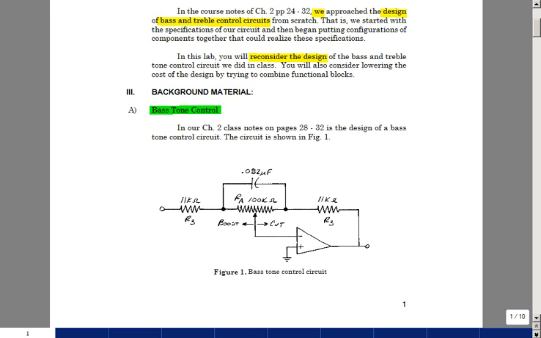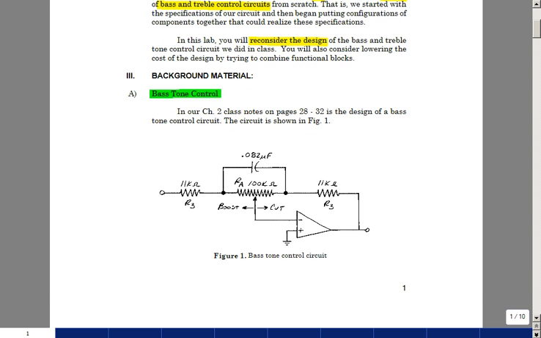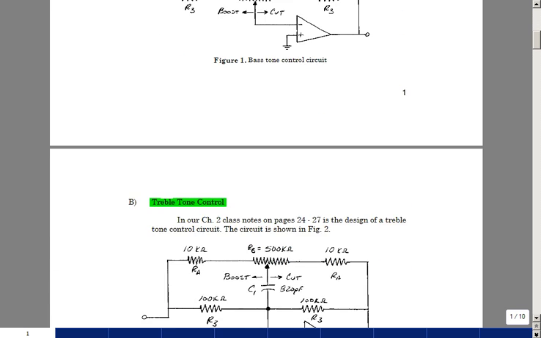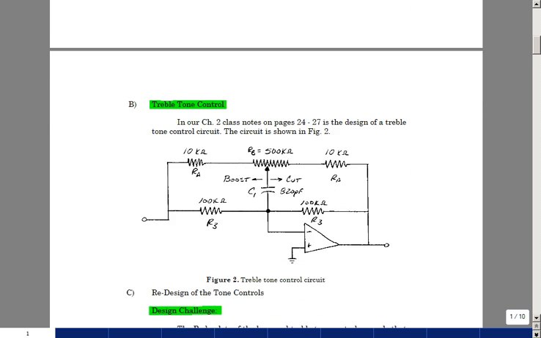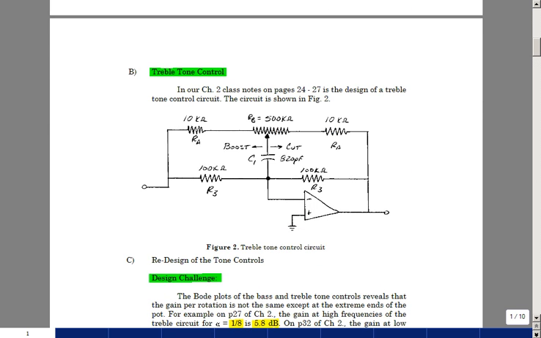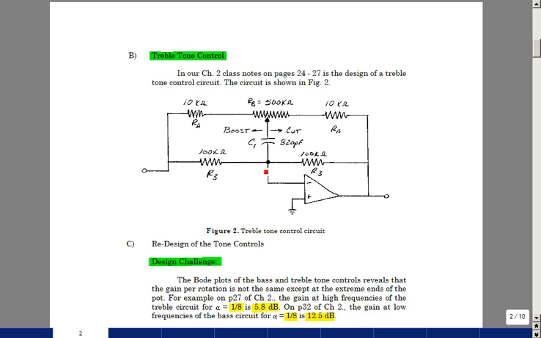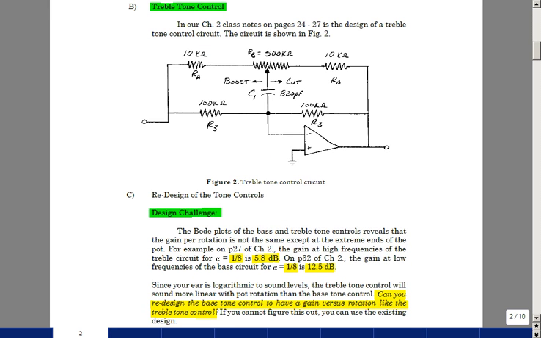Figure 1 shows the bass tone control that we designed in class in Chapter 2, pages 28 to 32. And Figure 2 shows the treble tone control that we likewise did in class on pages 24 to 27 of Chapter 2. We drew the Bode plots of the bass and treble control versus rotation in the class notes.